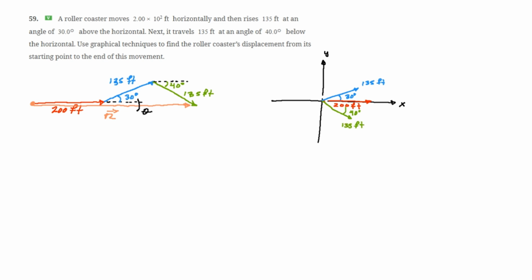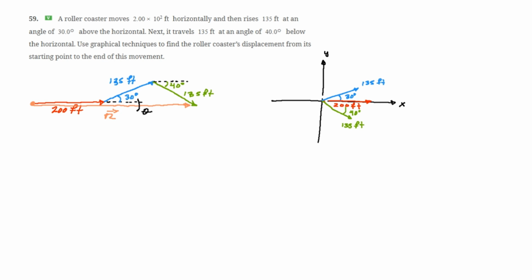Now, all these vectors are pointing to the right. So the horizontal component of this vector will go to the right. So the vector of 135 feet at 30 degrees above the horizontal, and the x component of the vector of 135 feet at 40 degrees below the horizontal, all these vectors will have the x component pointing to the right. You make a projection of all those vectors on the x-axis. The component is to the right. The x component is to the right.